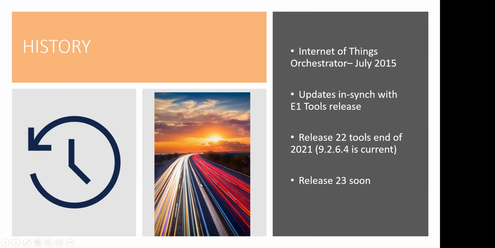It is kept in sync with each tools release. It's probably the most fast-moving, most improved and enhanced area in JD Edwards. We're on release 9264, which is the current one. 9261 was the beginning of release 22. There have been 3 releases in all of tools so far this year, and a lot of different features in Orchestrator got picked up. Release 23 is coming out soon. Oracle at Blueprint let us know that we can expect release 23 in the early fall.